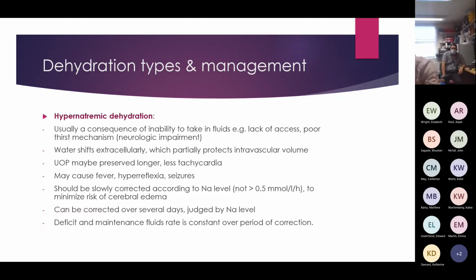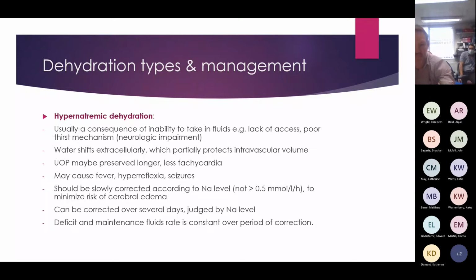leading to hypernatremic dehydration by means of the water being shifted from the extracellular space to the intracellular space, leaving the sodium behind, which sometimes partially corrects the intravascular volume. Coming to think of it, actually, this type of dehydration is the most serious, because when the water shifts extracellularly from the intracellular fluid just by osmotic pressure, this can sometimes mask the hypovolemia that is going on.